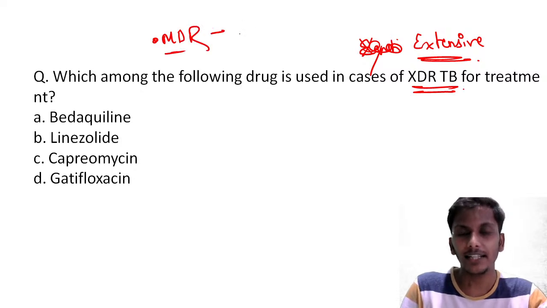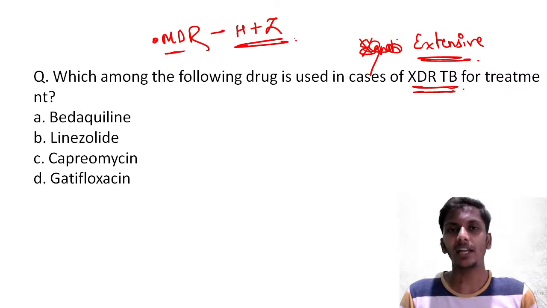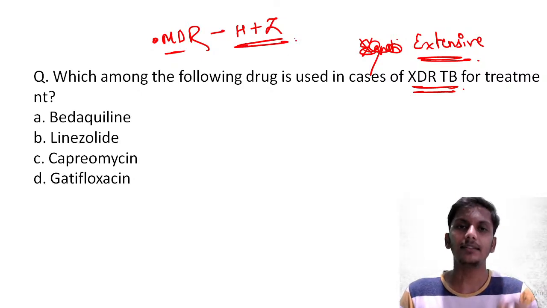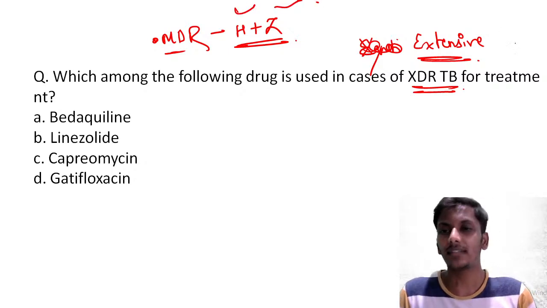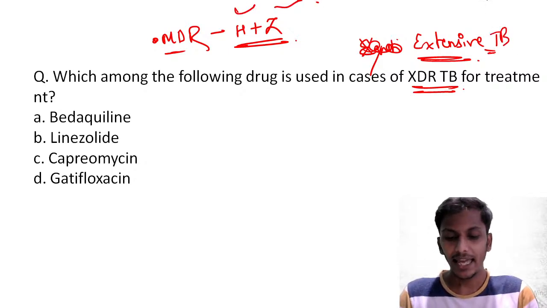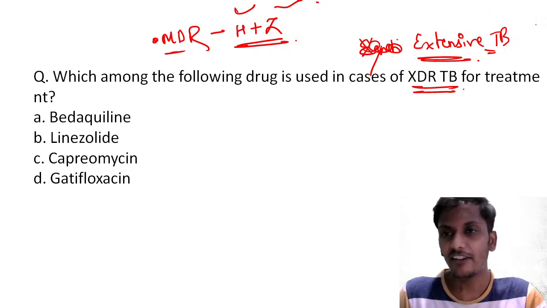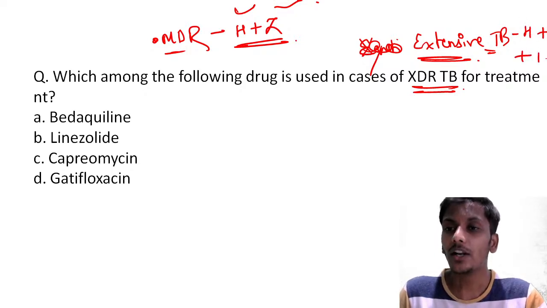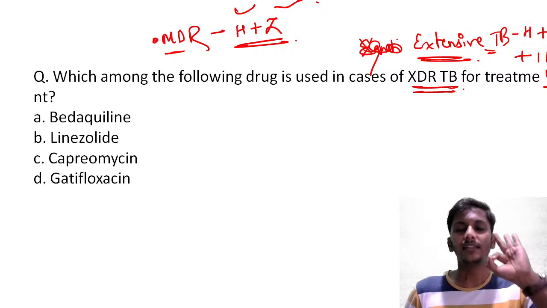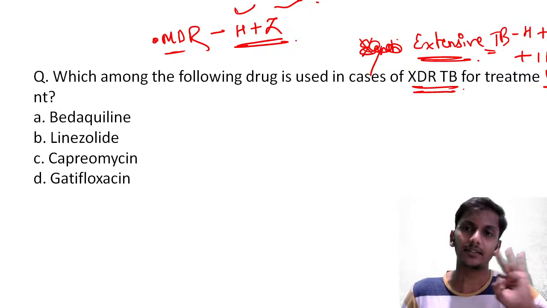So please remember, MDR TB is when the tuberculosis bacteria has resistance against the two important first line drugs, isoniazid and rifampicin. What is MDR-TB? Bacteria having resistance against isoniazid and rifampicin. What is XDR-TB then? So please remember, XDR-TB is the species of tuberculosis which has resistance against isoniazid plus rifampicin plus one of the fluoroquinolones or at least one of the injectables. So there is resistance against 3 drugs in extensively drug resistant TB.